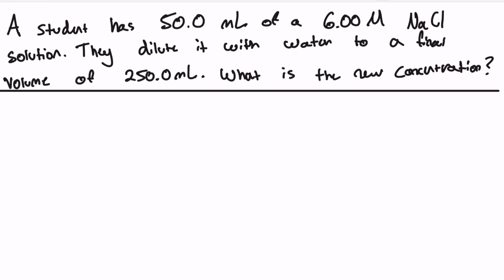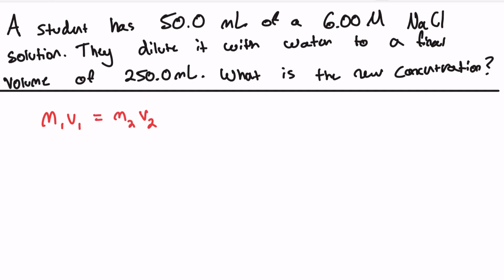A student has 50 milliliters of a 6 molar NaCl solution. They dilute it with water to a final volume of 250 milliliters. What is the new concentration of the NaCl solution? So for this problem, the way to think about it is that we're starting with one solution and we're ending with a whole other solution. So we're going to use the equation M1V1 equals M2V2.